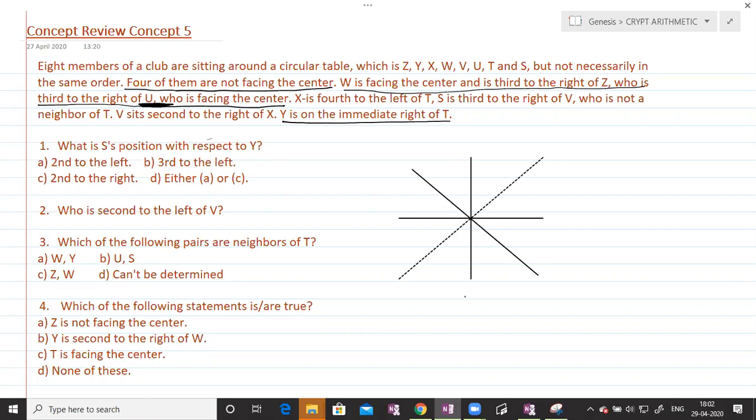Let's say I'm putting U here, facing the center, right? Now Z: this WH belongs to Z. Z is the third to the right of U. So 1, 2, 3, third right. It means Z must be here, right? So this is the trigger for the next couple of pieces of information. U is facing the center, you can put U anywhere, and Z is the third right. And also remember, W is also facing the center, right?